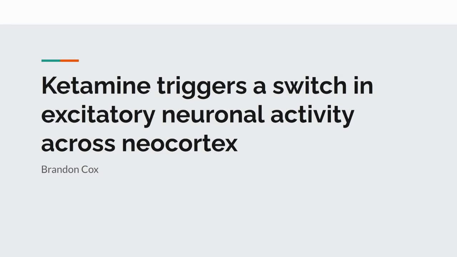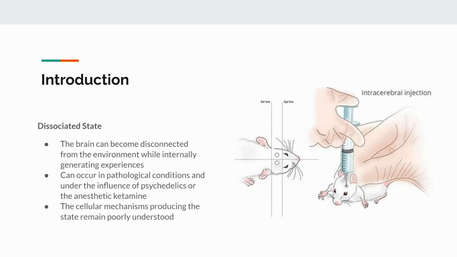This study focuses on the effect ketamine has on neurons in the cortex of mice and tries to find out how a dissociated state can occur. So, to get started, a dissociated state is loosely defined as a detachment from reality with varying degrees of intensity and duration.